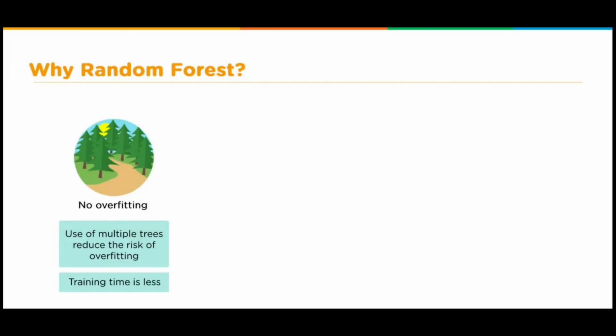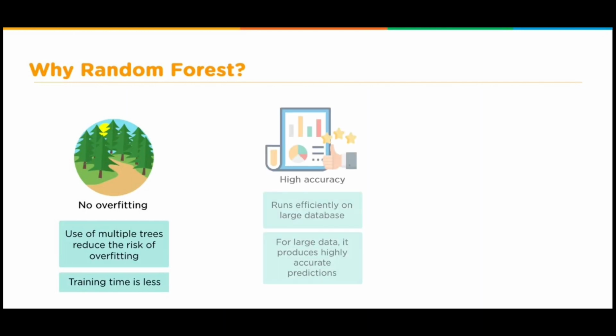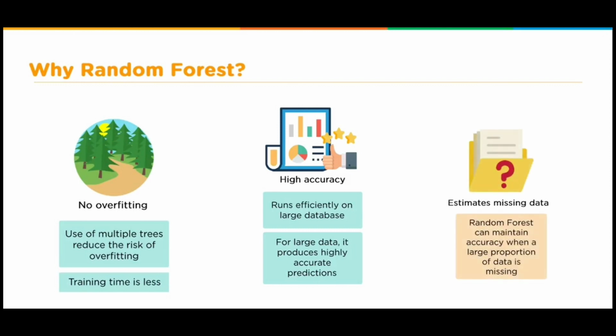Why should we use random forest? Because of no overfitting. Use of multiple trees reduces the risk of overfitting. Training time is also very less. High accuracy. It runs efficiently on large databases. For large data, it produces highly accurate predictions. It estimates missing data. Random forest can maintain accuracy when a large proportion of data is missing.